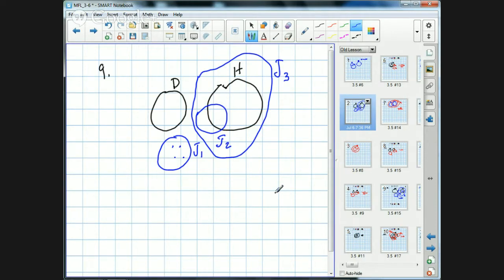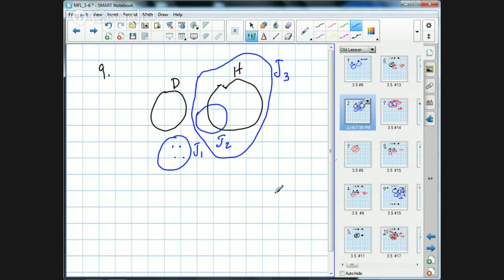Well, I don't know. Now let's look at the conclusion. Okay, what's the conclusion? No joggers are healthy. Is that true in J1? No joggers are healthy. Is the J1 circle outside of the H circle? It's outside, so it's true in that case, correct?